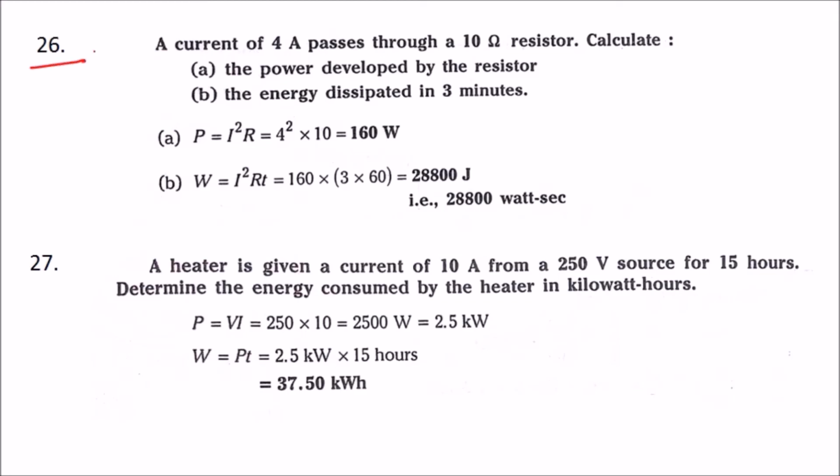Problem number 26. A current of 4 amp passes through a 10 ohm resistor. Calculate the power developed by the resistor, and calculate the energy dissipated in 3 minutes. So we have to find the power and energy. Let us assume one 10 ohm resistor, where the current of 4 amp is passed.